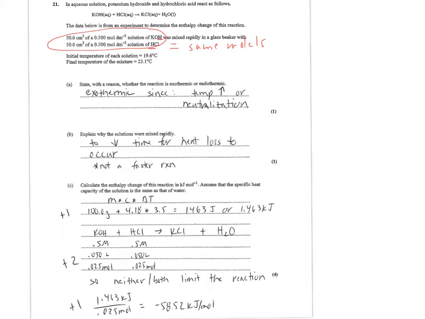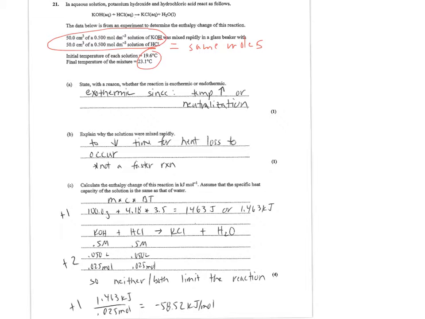So we have the same molar amount, which essentially is telling us that our limiting reactant is going to be both reactants. If this is a perfect reaction and everything reacted, all the KOH and all the HCl would be consumed. So A, state with the reason whether the reaction is exothermic or endothermic. Well, just from the data alone, you can see the temperature increased, which means it's exothermic. Or if you realize it's neutralization and that neutralization is always exothermic, that would be fine too.